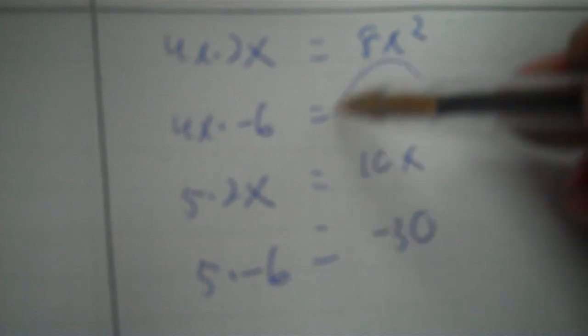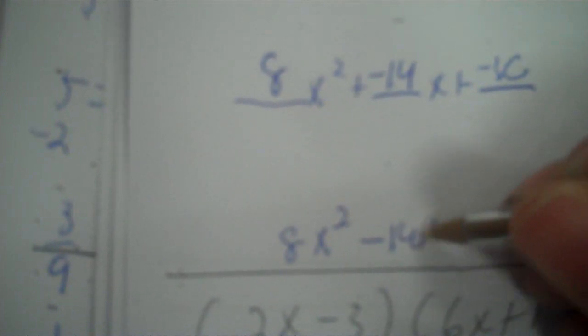So x squared is 8x squared. You combine those, it's negative 14. Negative 30. Now you can't take the 8 away, it isn't a 1. So it's 8x squared minus 14x minus 30. Okay. And next.